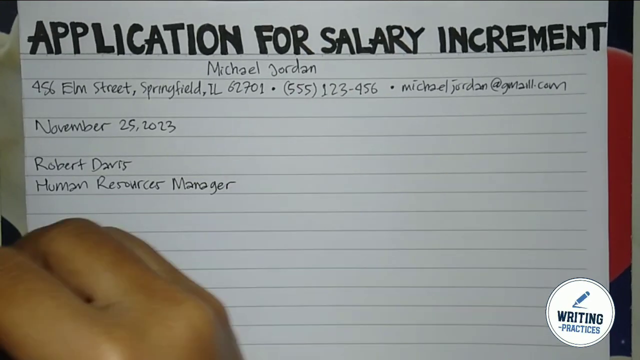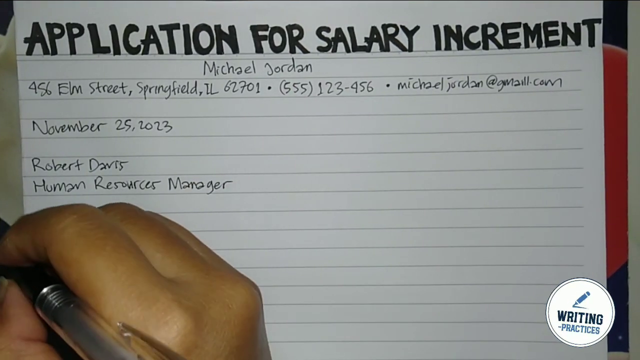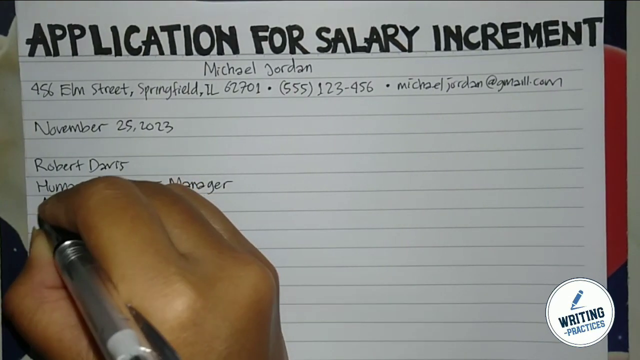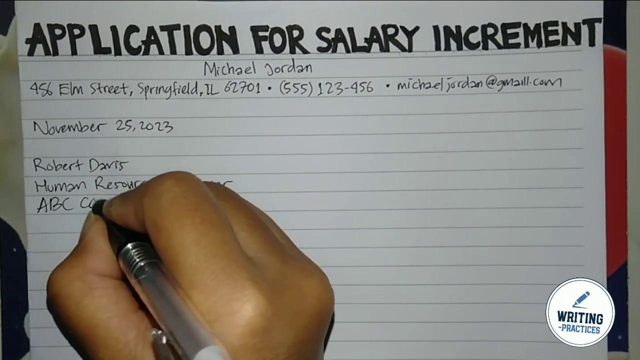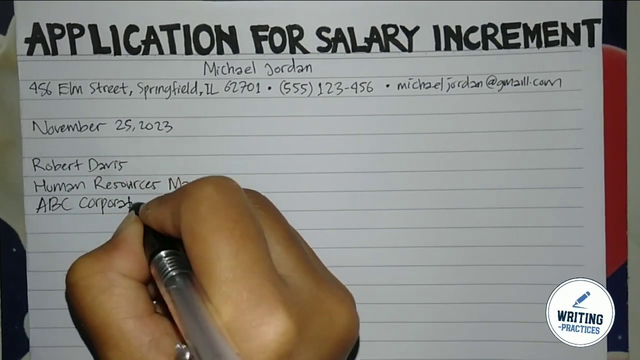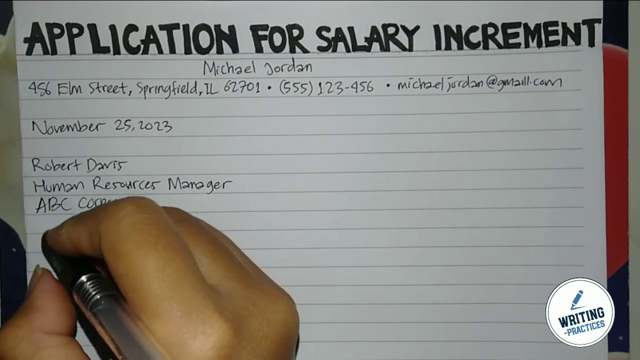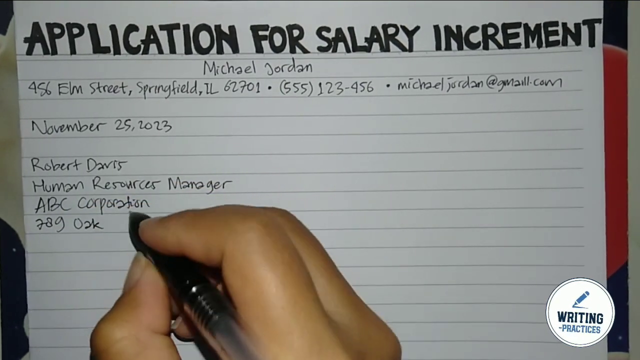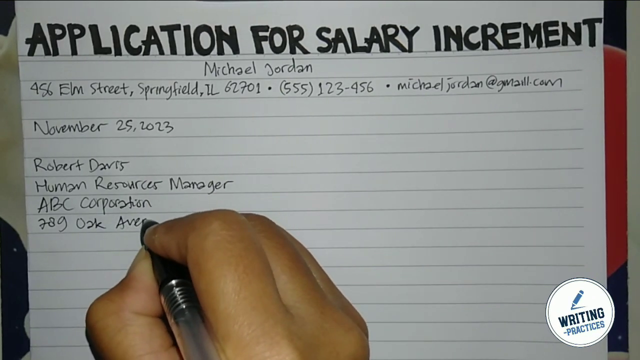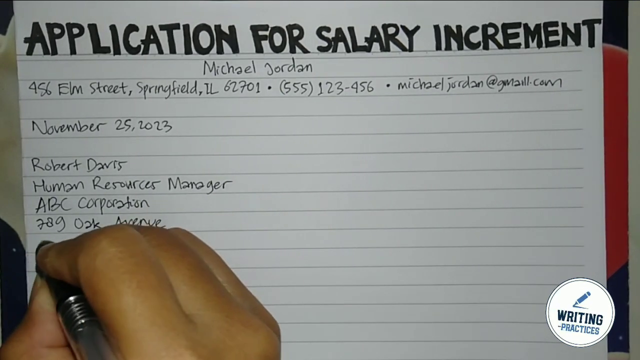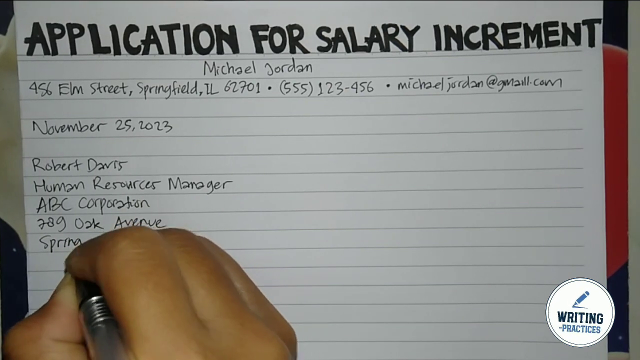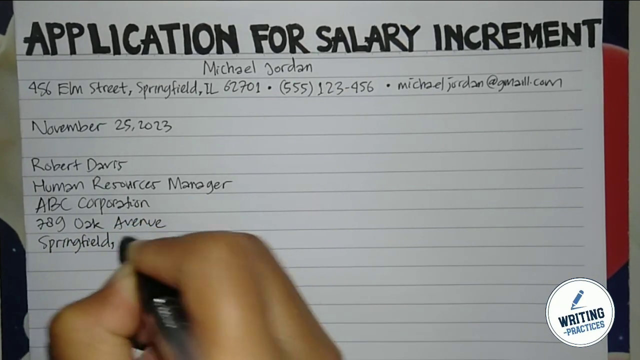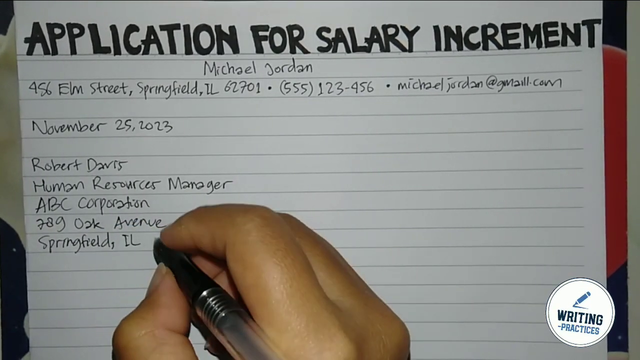After that, write the information about the recipient. You must write the recipient's full name. And then, write the occupation in the company. In this example, the letter is addressed to the Human Resources Manager. And write also the name of the company. Under it, write also the address of the company or office. Don't forget to include the number, street name, city, state, and zip code.